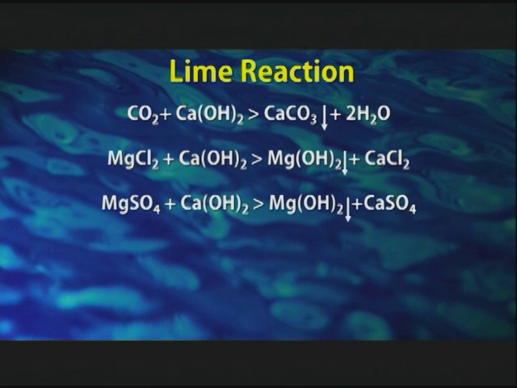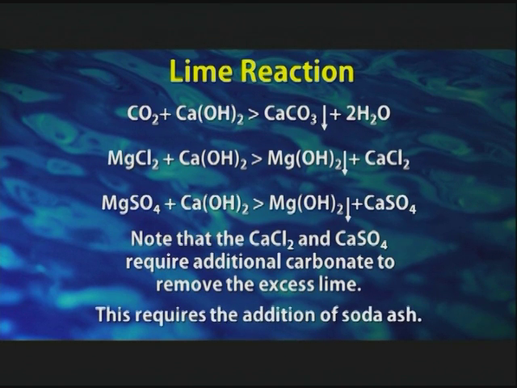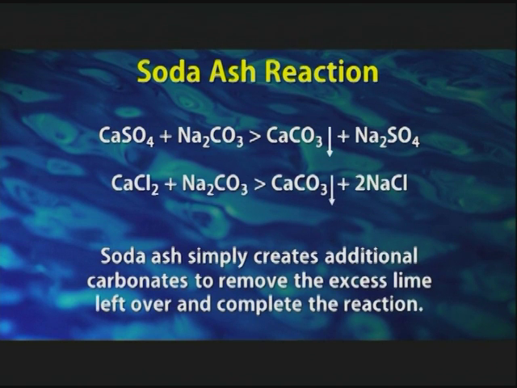Magnesium sulfate, when we add lime to it, we get magnesium hydroxide that settles, and we get calcium sulfate, which does not. So we need to figure out a way to get rid of those two calcium constituents, and that's where soda ash comes into play. The soda ash is specifically oriented to take the calcium sulfate and the calcium chloride, add the soda ash, the Na2CO3 to it, and we get the calcium carbonate to settle in both cases.